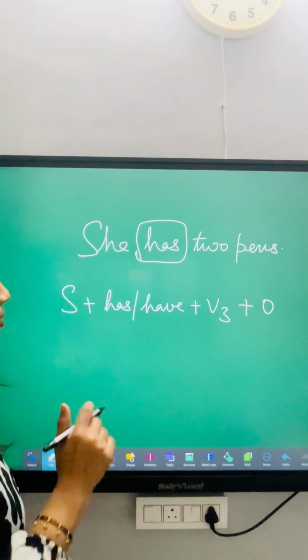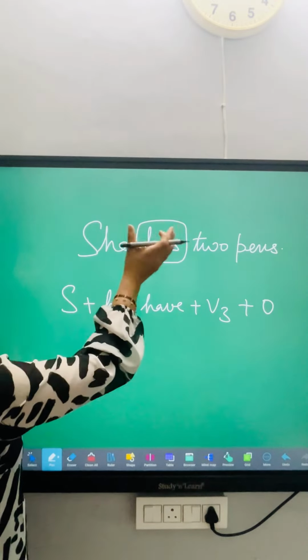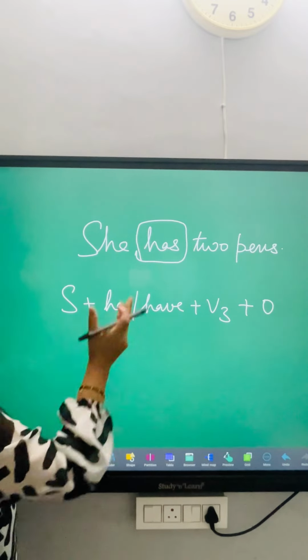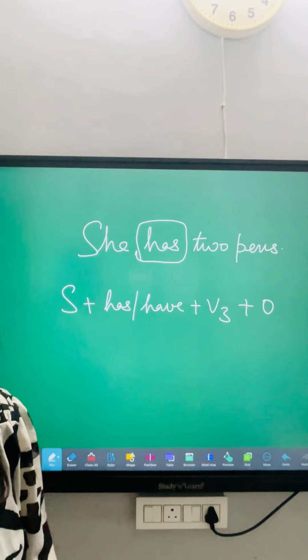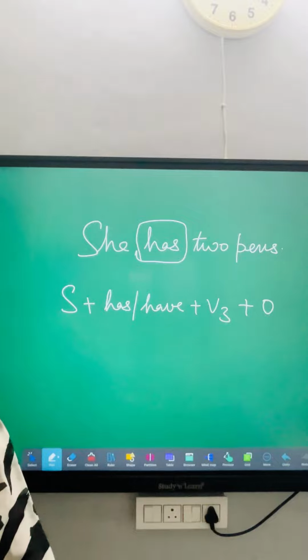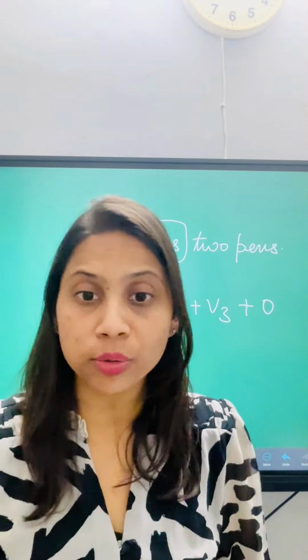It's in simple present. So in simple present, whenever they ask you to change it into negative, you will not say she has not two pencils. That is completely wrong. She has not two pencils is wrong.